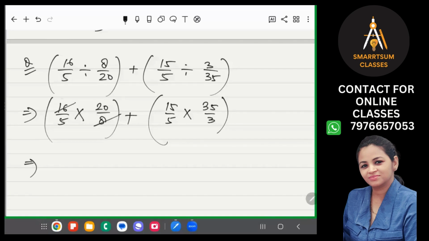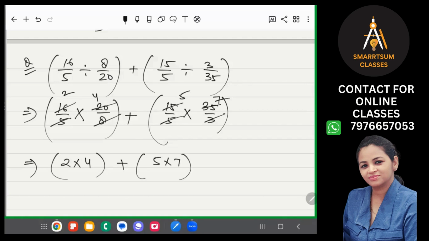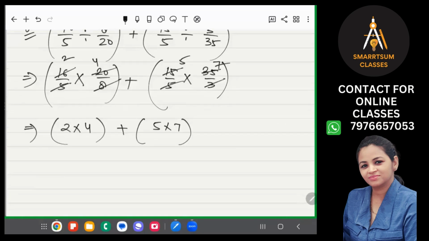So 8 2 times is 16. We will find out if any pair of numerator and denominator can be cut, and we will do that. 5 4 times is 20. Similarly, 3 5 times is 15 and 5 7 times is 35. Now write down what is left: 2 into 4 in the numerator, similarly 5 into 7 in the numerator. In the denominator, we have 1.